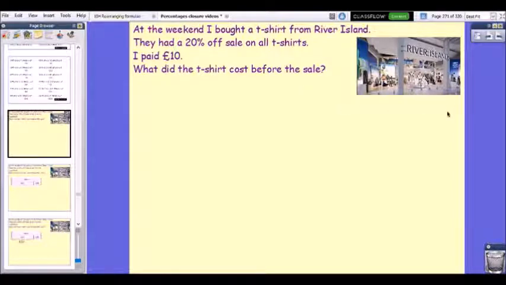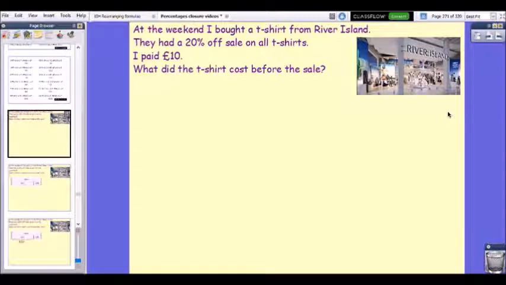I would like you to pause the video and try this problem before I explain it, and I'm willing to bet that most of the class will get this question wrong because there is a very, very common mistake. So please pause the video, and then when you're ready for me to explain it in full, unpause the video.